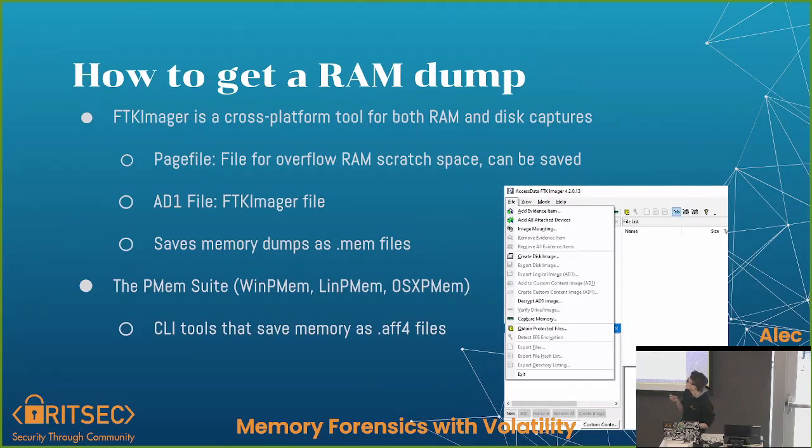So in terms of actually getting a RAM dump from a computer, the industry standard tool is FTK Imager. It's cross-platform, just a GUI tool. You just click capture memory, really straightforward. You can also save the page files. That's an option, which is like overflow RAM onto an actual file. There's also some other alternatives like the PMEM suite. They've got different CLI tools for the different operating systems. So that's also an option.